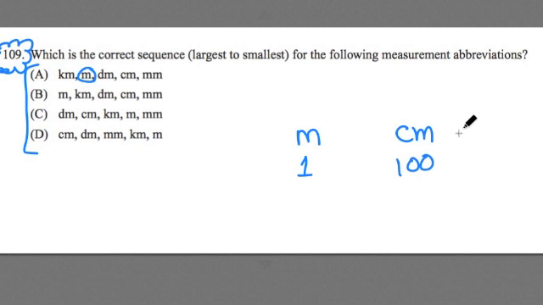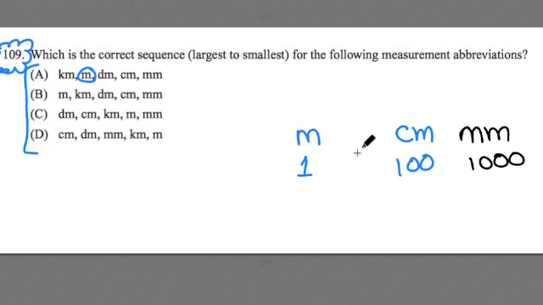Well, what about a millimeter? A millimeter actually fits into a centimeter. It takes 10 millimeters to make a centimeter. So if we're thinking about our millimeters, really tiny, since it takes 10 millimeters to equal a centimeter and 100 centimeters equal a meter, then it takes 1,000 millimeters to equal 1 meter.